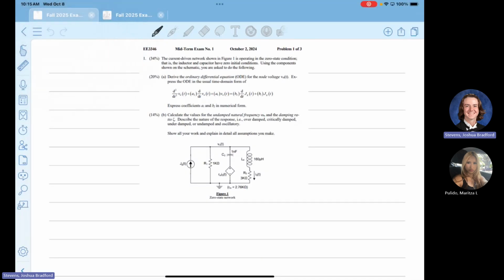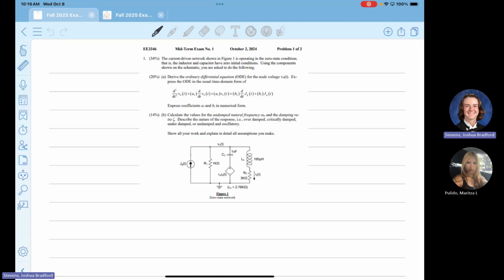Okay, cool. So, like I said, 5 questions. If anybody wants to take a photo of this, please do. I'm going to read it out. So the current-driven network shown in Figure 1 is operating in the zero state condition. That is, the inductor and capacitor have zero initial conditions. Using the components shown in the schematic, you are asked to do the following.